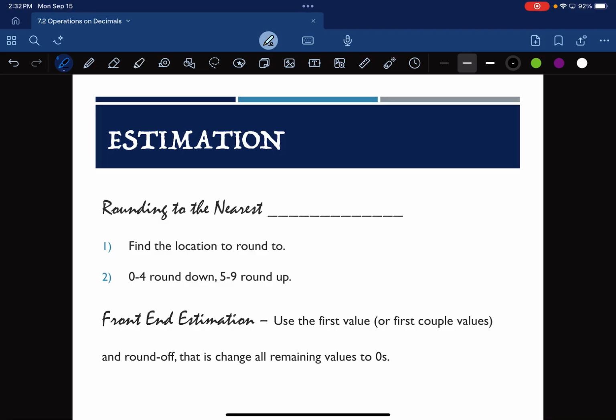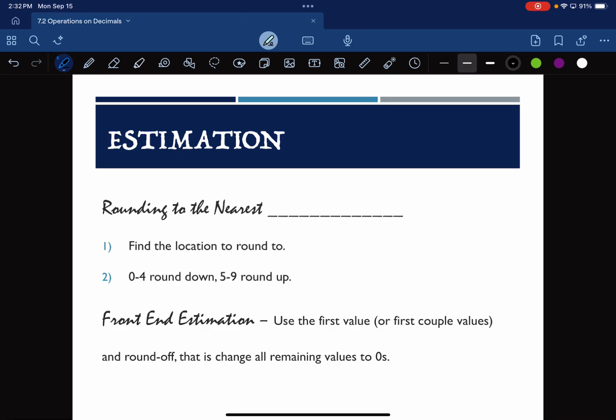And you round off. Rounding off is actually the same thing, if you will, as rounding down. But notice there's no conditions. It doesn't say if the number does this, you do it. You just round it off. In other words, everything after that digit zeroes out. Okay, that's front-end estimation.